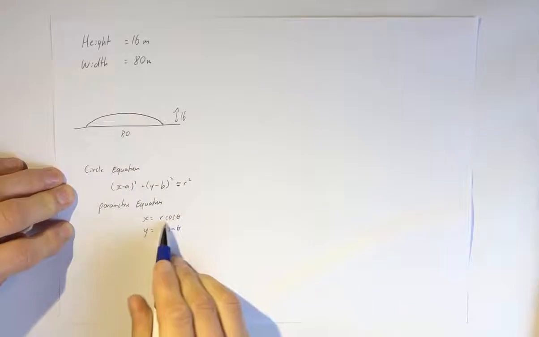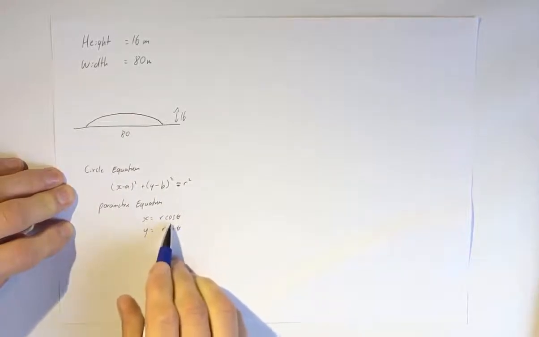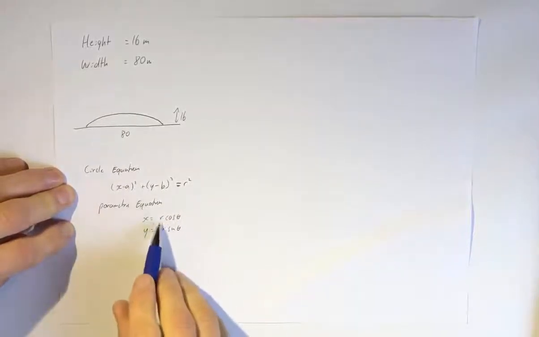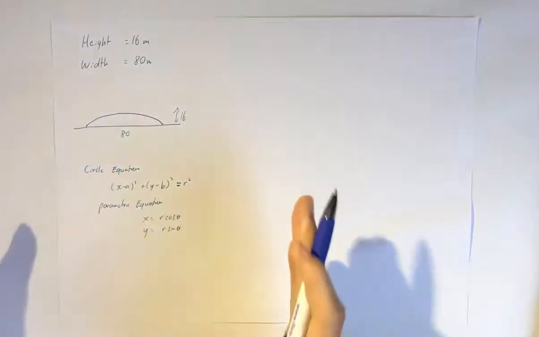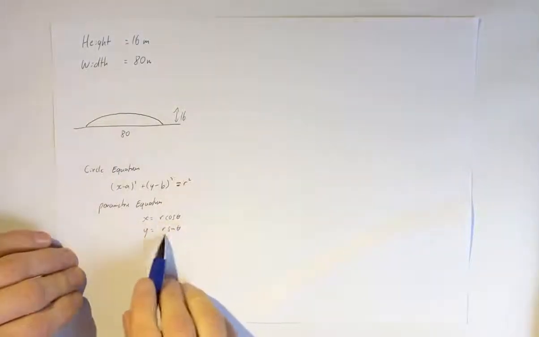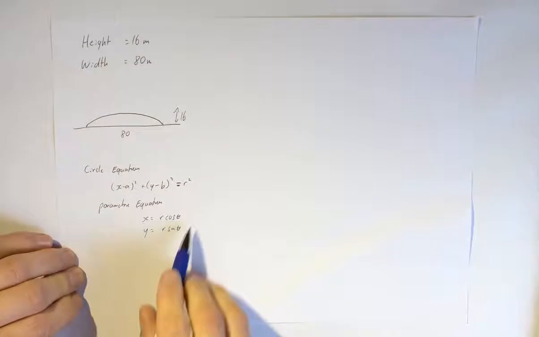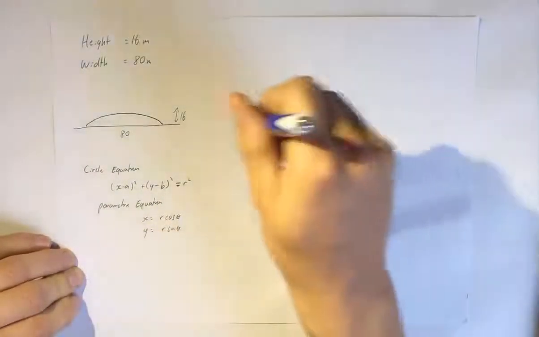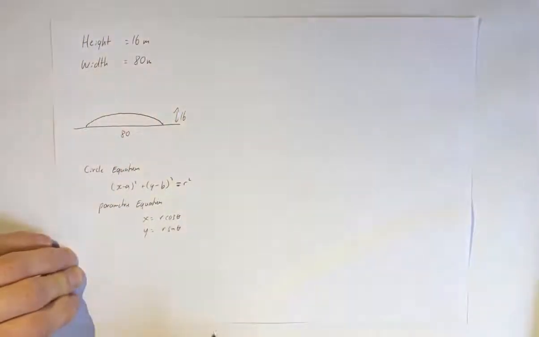If you remember, the cosine of a right angle triangle gave you your horizontal, right? It gave you your base of that right angle triangle, and this gave you the vertical height. So together they give you any position on a circle.